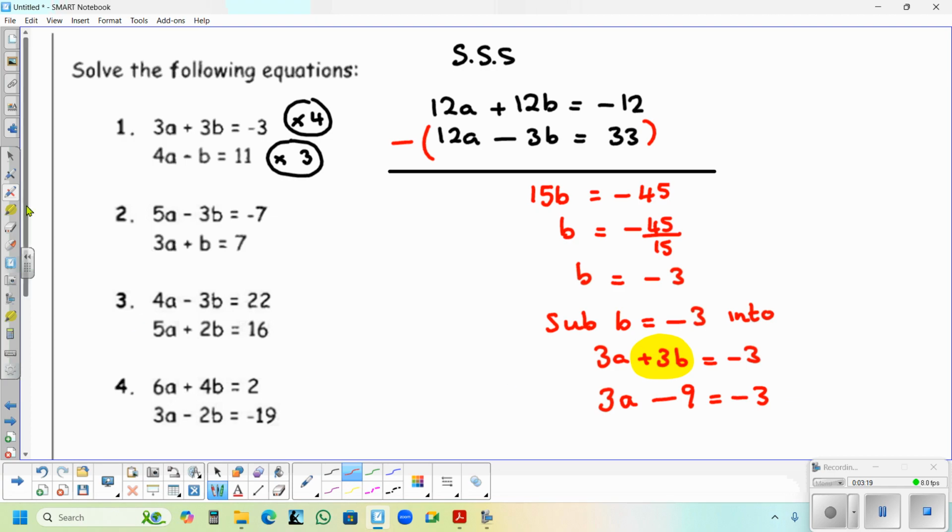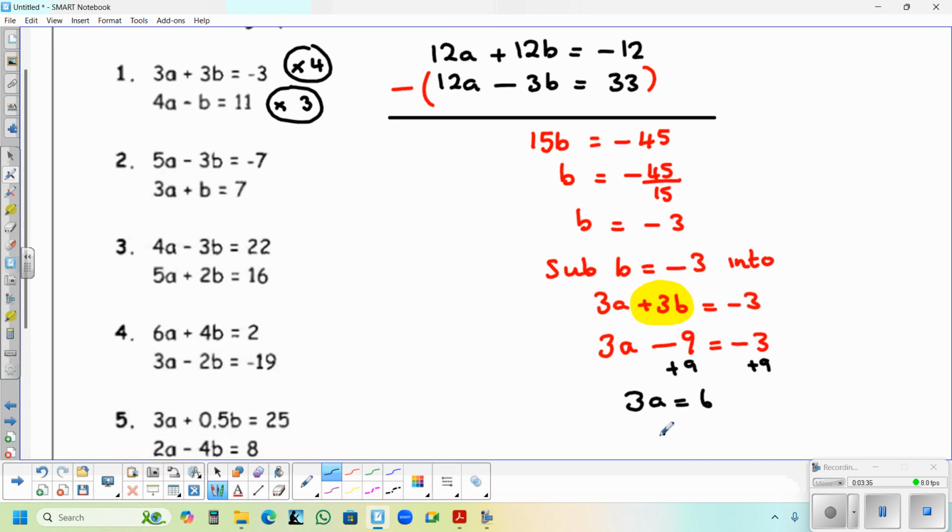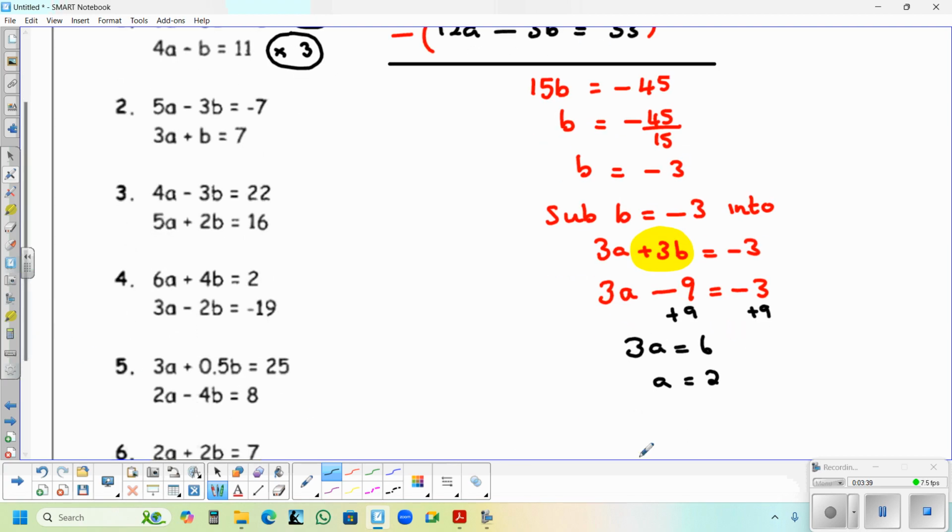I solve that as a normal equation, and that means I've got to add 9 onto both sides. So I add 9 on there, and I add 9 on there. That gives me 3a is equal to 6. So therefore, a is equal to 6 divided by 3, so a is equal to 2. Always summarise your answers at the end. So a is equal to 2, and b is equal to negative 3, and double underline your answer. So that's me. I've solved those equations simultaneously.